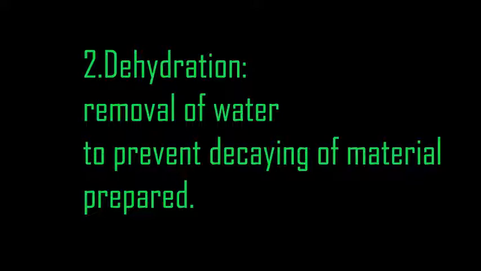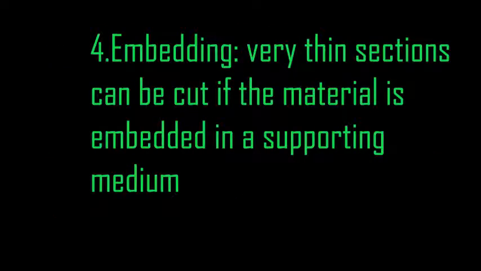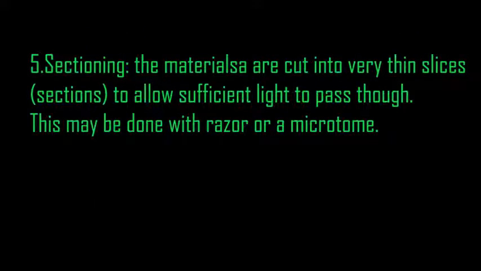Three, cleaning. Alcohol is used to clean the medium prepared. After, alcohol is replaced with cleaning agents such as xylol to make the material transparent. Four, embedding. Very thin sections can be cut if the materials are embedded in a supporting medium. Five, sectioning. Materials are cut into very thin sections. This allows sufficient light to pass through them. Materials used to cut can be a razor or microtome.